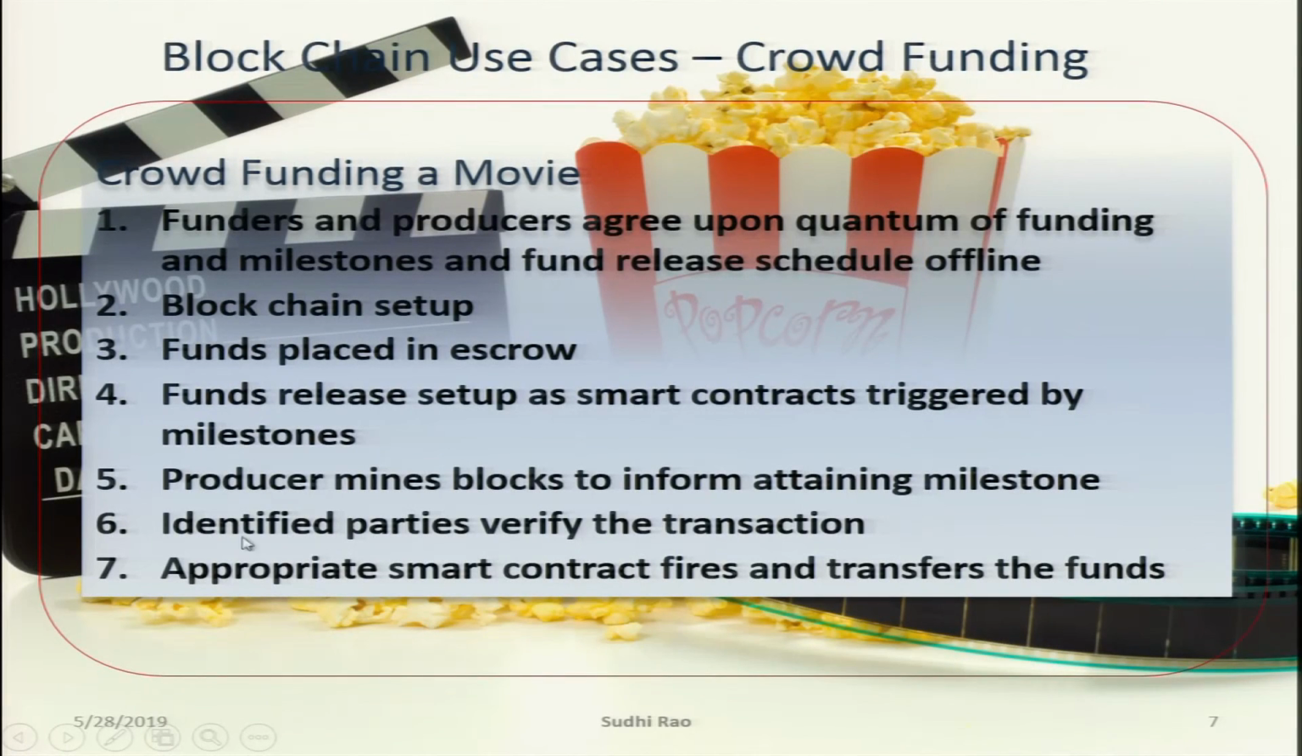And in the process, the identified parties verify the transaction and the appropriate smart contract fires and transfers the funds. So, here is one example where, for an activity like crowdfunding a movie, we can profitably make that process very transparent, because in crowdfunding there is always an issue in terms of whom are we funding, is our money safe, what will happen to our money, especially in the movie industry, which is not exactly known for its transparency and traceability, but we can bring those 2 features and allow for crowdfunding.